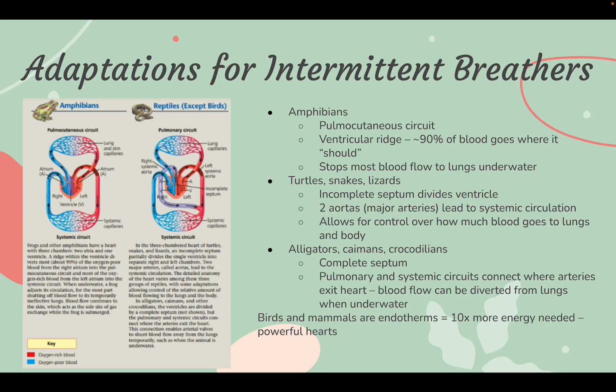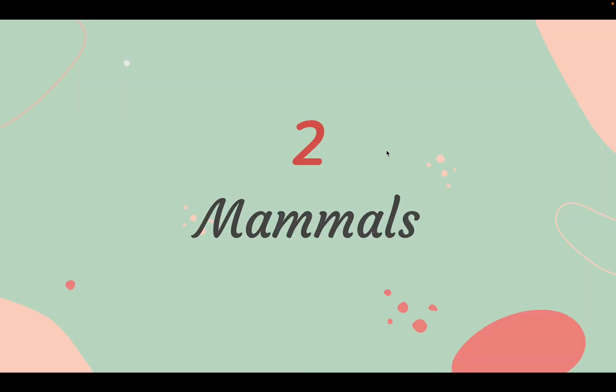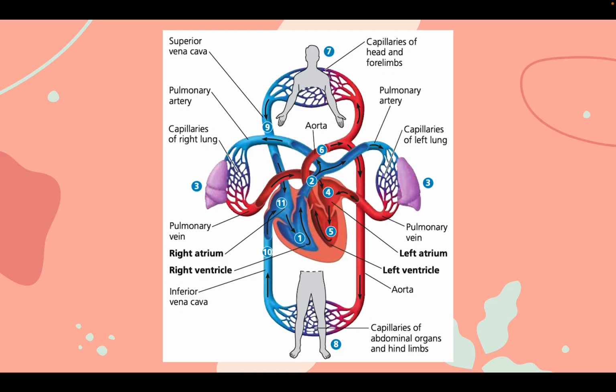And just as a note, birds and mammals are endotherms, and they need 10 times the energy as some other animals, which means they need powerful hearts. So birds and mammals have very similar heart structures as opposed to these animals. All right, so now let's talk about the mammalian circulatory system.